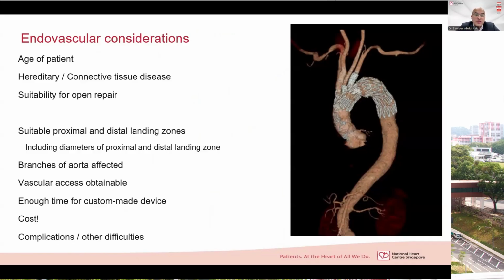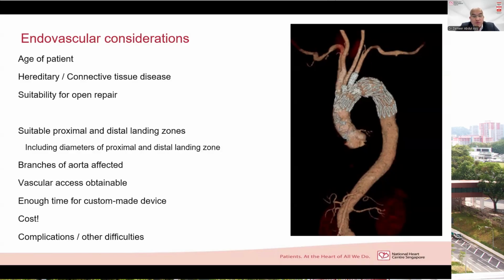Other issues such as connective tissue disease or inherited diseases, like mentioned earlier, Marfan's and so on. These are patients where the risk of endovascular treatment may be fairly higher because in the long term, the results may not be as robust as surgical open repair. Other endovascular considerations: if patients are suitable for open repair, which may be better for them, then we would of course offer that. In patients who are not suitable, then we have to discuss what options we have endovascularly and the risks that come associated with them.